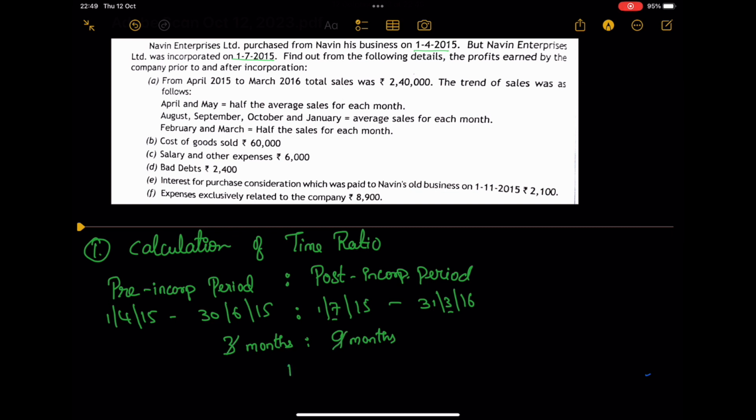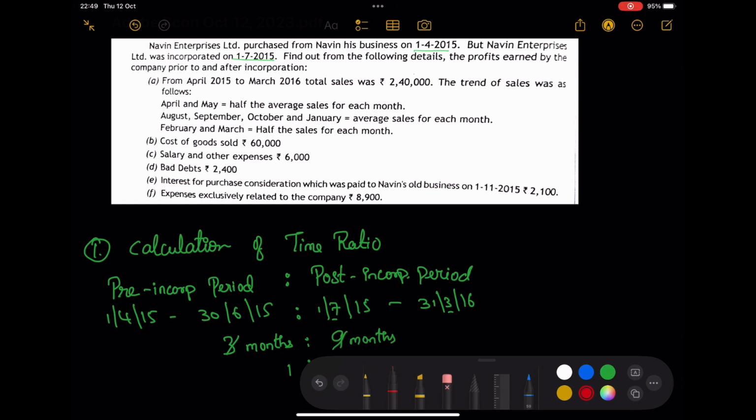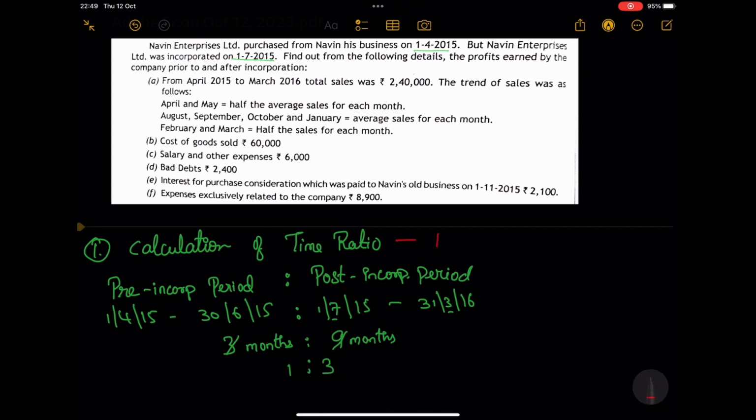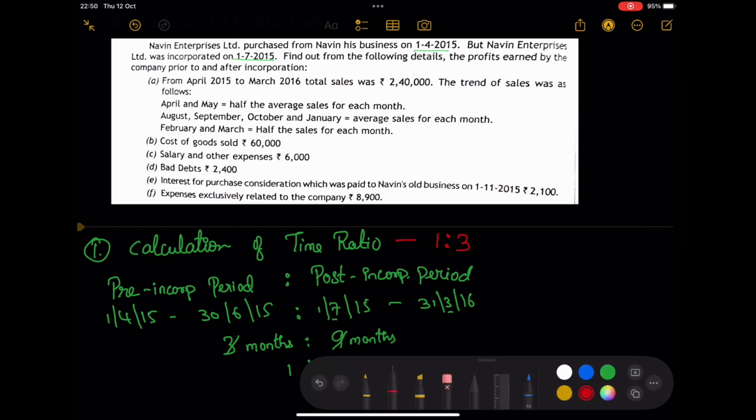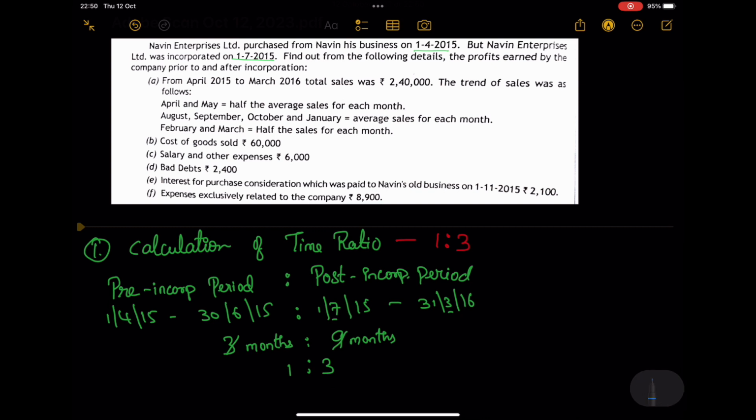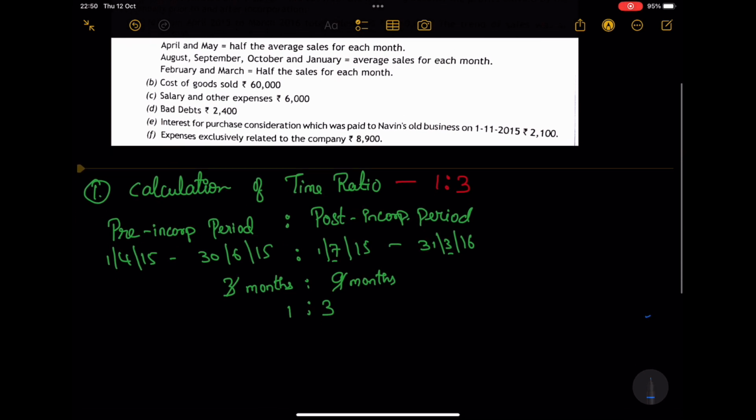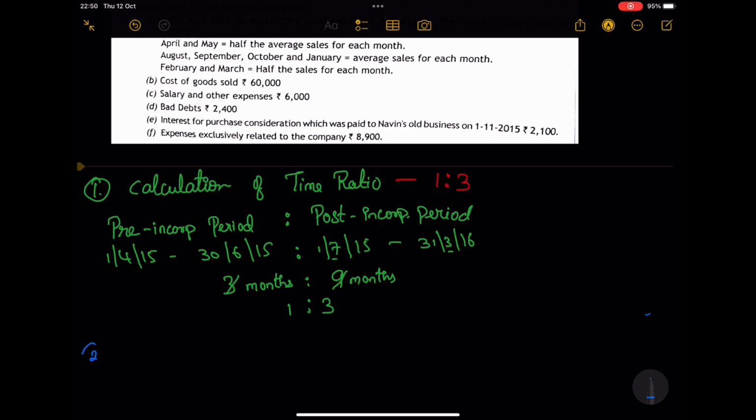Simplify it, 1 and 3. Time ratio, how much did we get for the time ratio? 1:3. This is the value. Got it? So this is regarding time ratio. Next we will be calculating the sales ratio. Calculation of sales ratio.